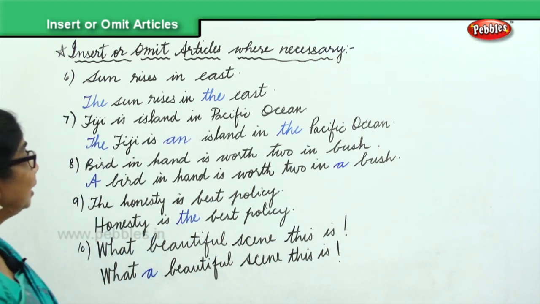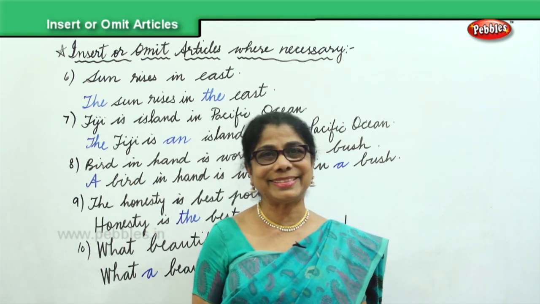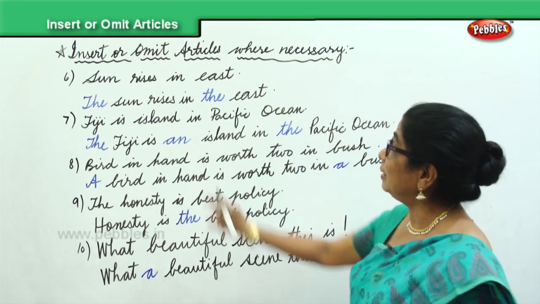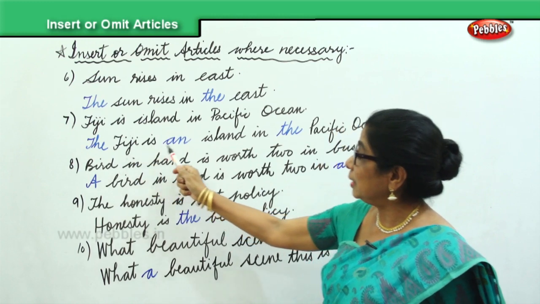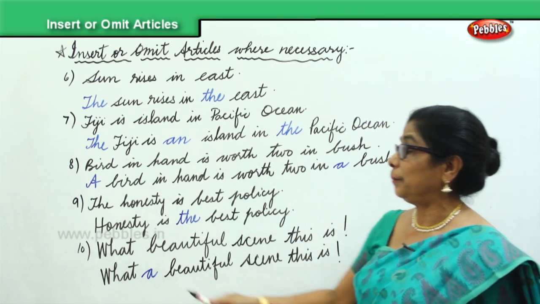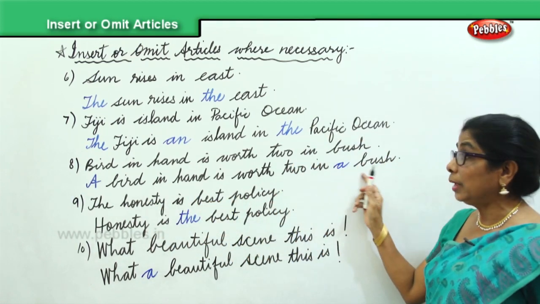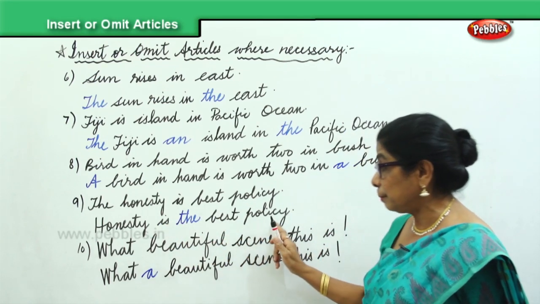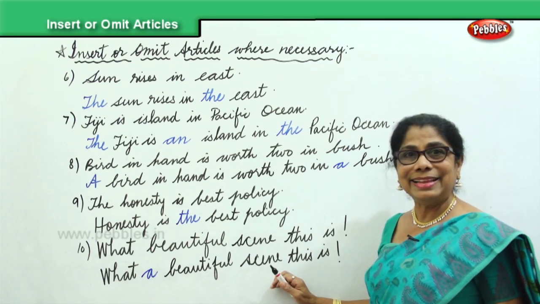Okay, so we learned to omit, we learned to insert articles. First one, the sun rises in the east. The Fiji is an island in the Pacific Ocean. A bird in hand is worth two in a bush. Honesty is the best policy. What a beautiful scene this is!